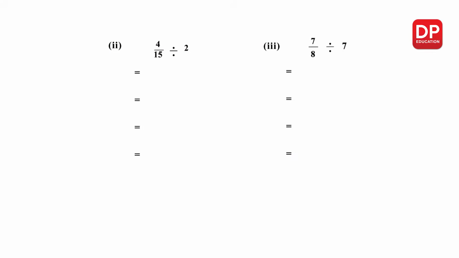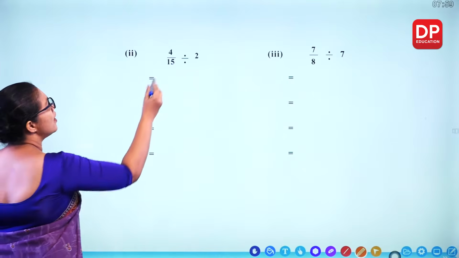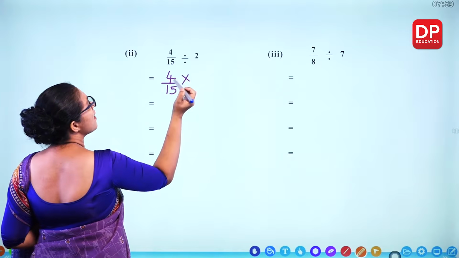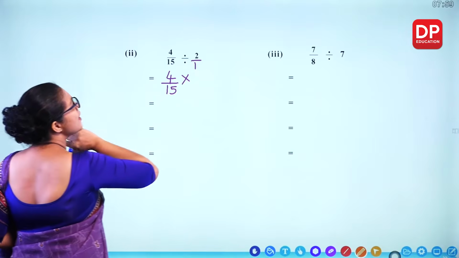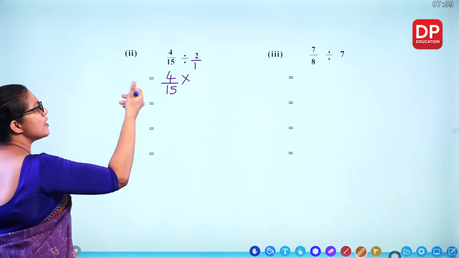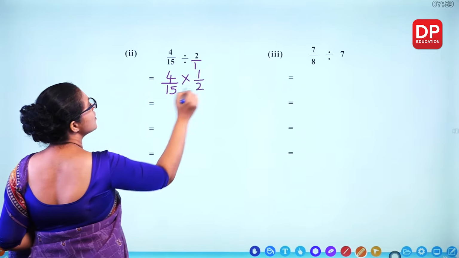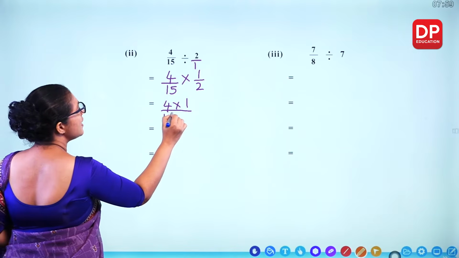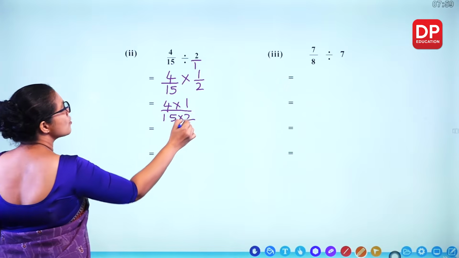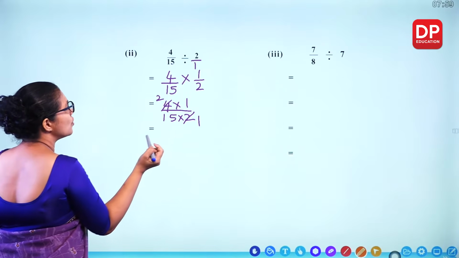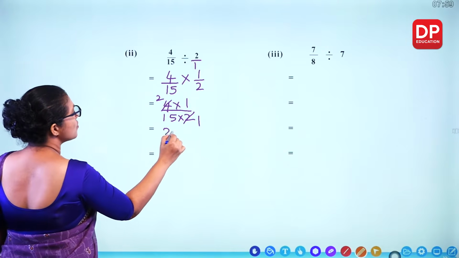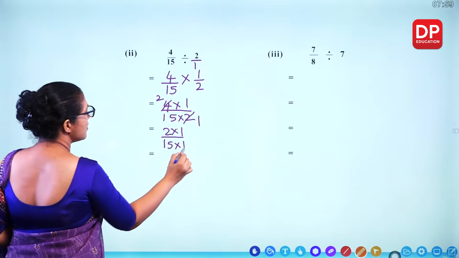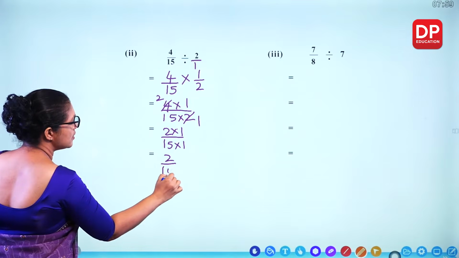Now let's take 4 over 15 divided by 2. How can you write this? 4 over 15 multiplied by 2 over 1 is the number there. Now take the reciprocal, 1 over 2. Multiply the numerator separately, denominator separately. 2 times 1, 2 times 2. So what you get? 2 times 1 and 15 times 1, you get 2 over 15.